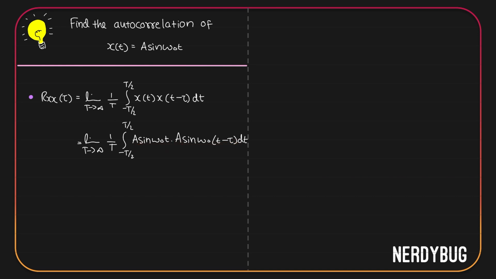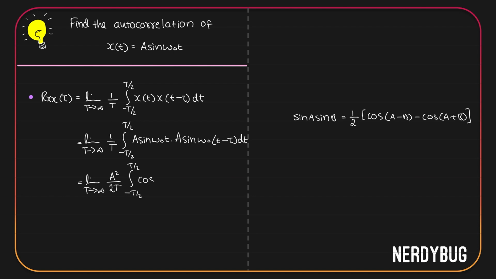But according to the trigonometric identity, sine a into sine b can be written as 1 by 2 into cos of a minus b minus cos of a plus b. Using that, here we get limit t tends to infinity. We're taking A square out, so A square by t integral from minus t by 2 to t by 2. 1 by 2 is there, which can also be taken out. So A square by 2t is outside.